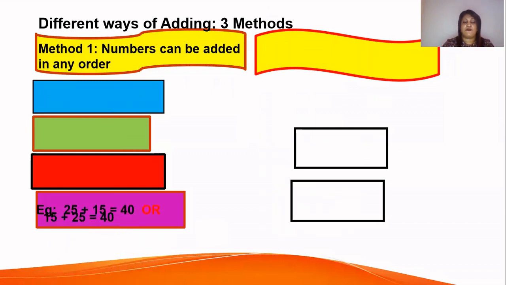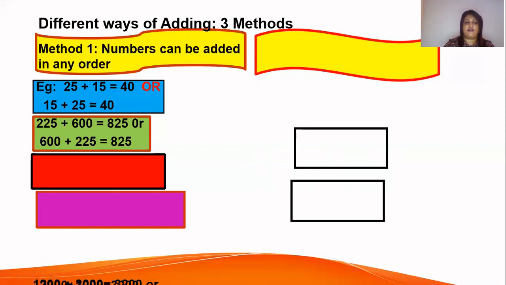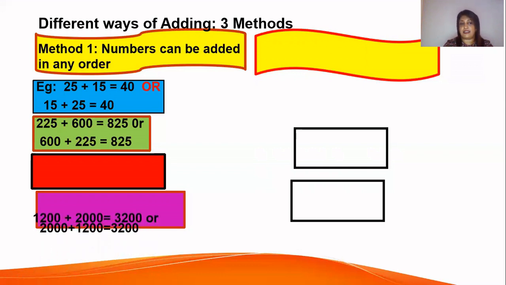What do I mean by this? So, for example, I've got 25 plus 15 gives me 40. Now I'm going to change the order of the numbers. I could either say 15 plus 25 will give me 40. The answer will still be the same. Whichever order I add numbers, the answer will be the same, as long as I am adding them. Let's look at the next one. A bigger number now. 225 plus 600 gives me 825. Or I can change it to 600 plus 225. I change the order again. I still got 825. Remember, only when we're adding.